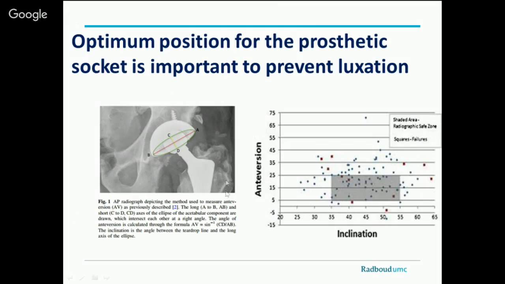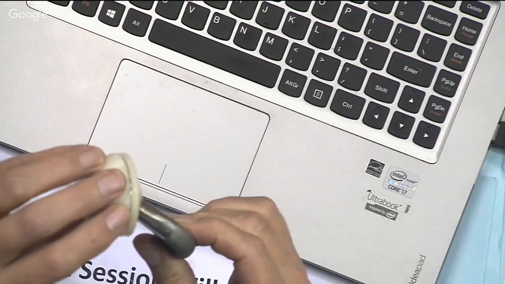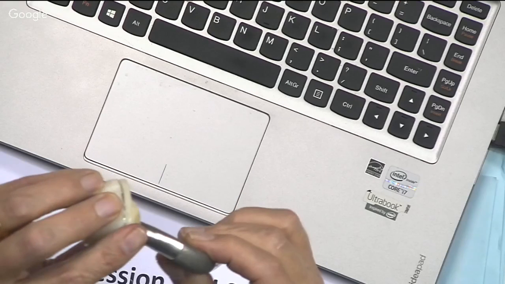Okay, so optimum positioning of the prosthetic socket is important to prevent that luxation. I think you got the message. So there is an area of inclination, that is this angle, inclination, and anteversion that the surgeon needs to hit for the most optimal placement and the least chance of dislocation.